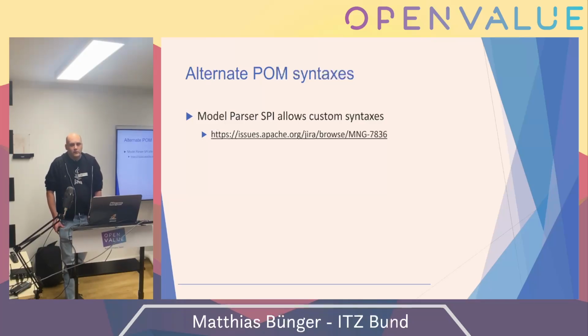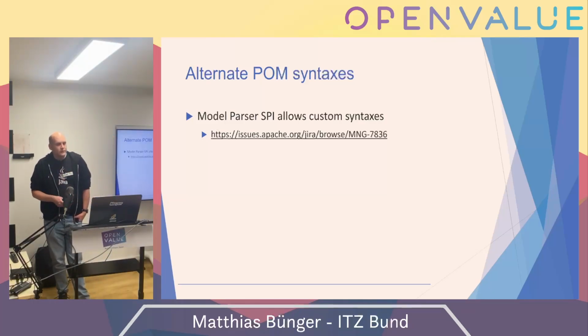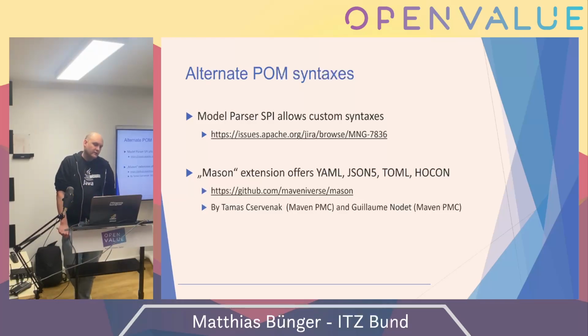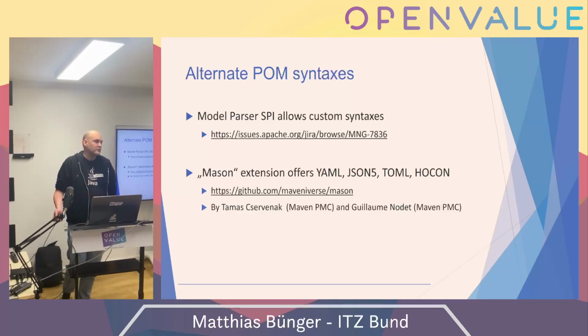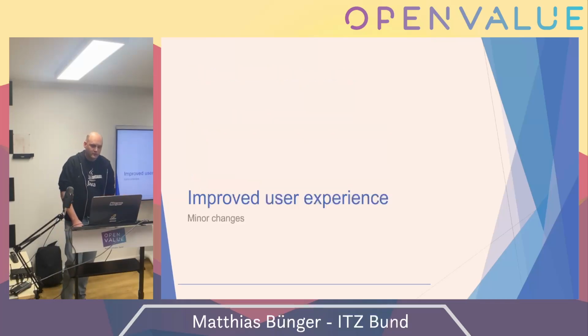But people want to use other declarations like YAML. They want to shoot themselves in the foot. Okay, with Maven 4 they can do that because Maven introduced a parser SPI, which allows custom syntax, and two of the Maven PMC chairs, Thomas and Guillaume, already did this in a Maven extension called Mason for supporting YAML, JSON, TOML, and HOCON. You can check this link to get examples, and so if you want to define your project in JSON, you can do it, for example, with this extension. But you can also write your own extension to support, I don't know, PHP, chicken, whatever there is.